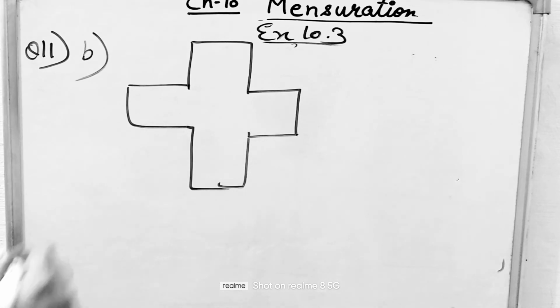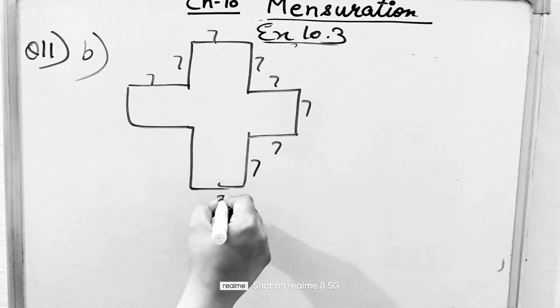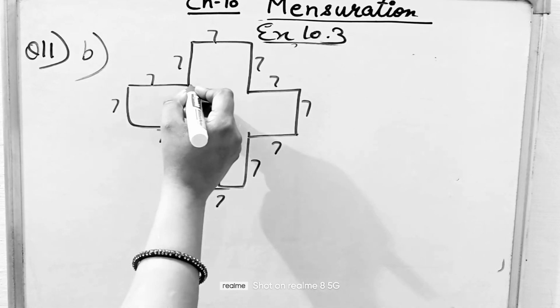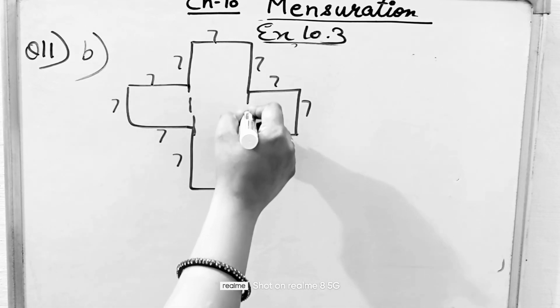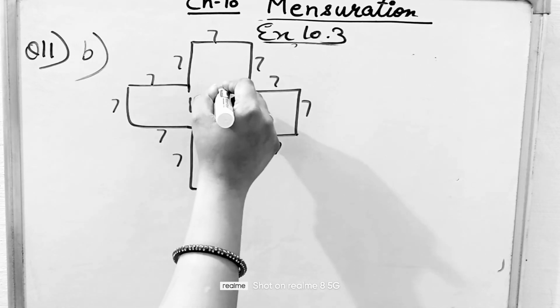And measurement of all the sides are given as 7. These all are 7 centimeters. Now you have to split it into rectangles. There are simply 2 rectangles. This is the first one. Now first let's find out its area.